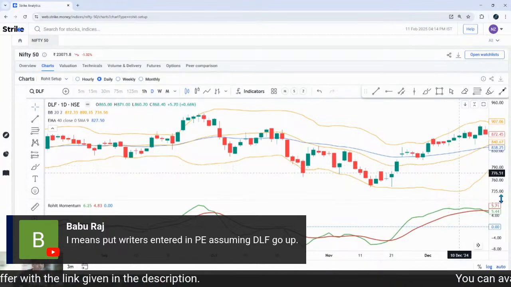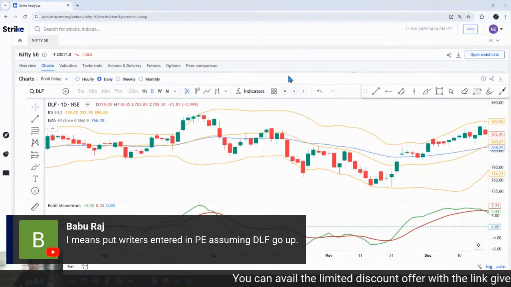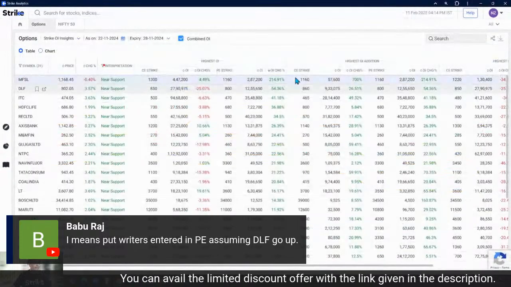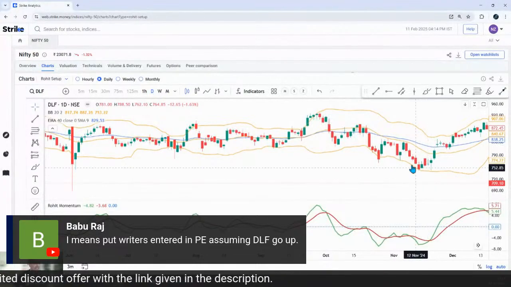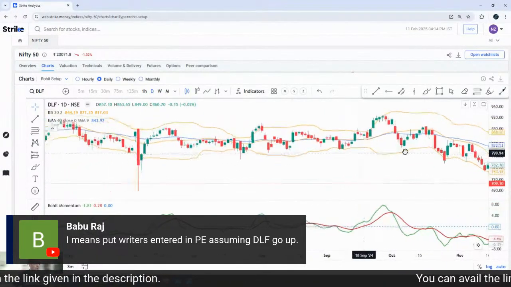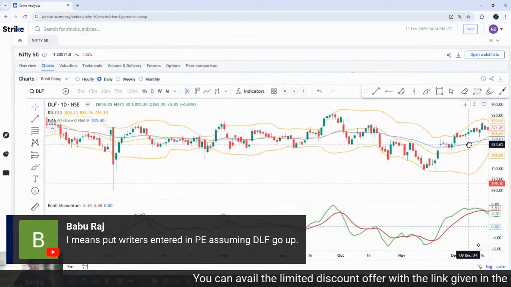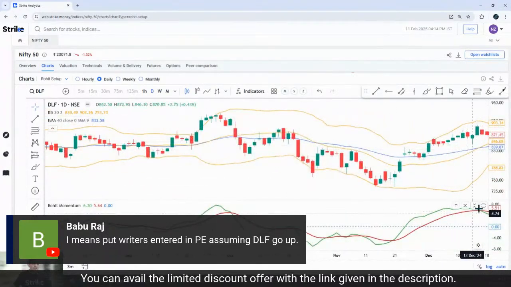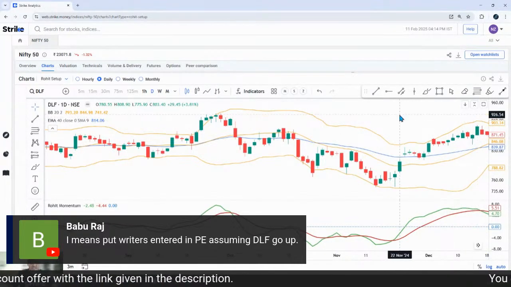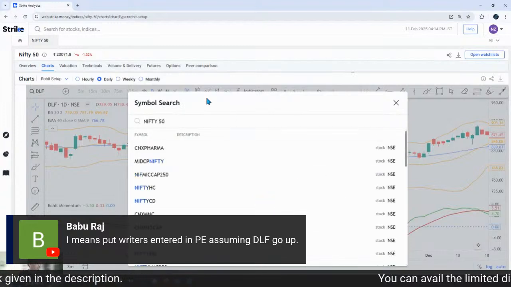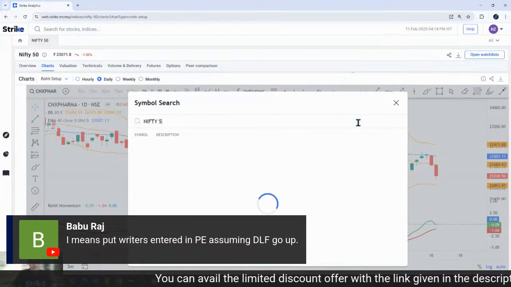Let me now show you the other aspect. Let's suppose we took near support. Now let's say near resistance. So here we go. The momentum indicator has given a bearish signal, and this is DLF. Let me put up Nifty 50 once again for you. Oops, just a minute. Nifty 50.